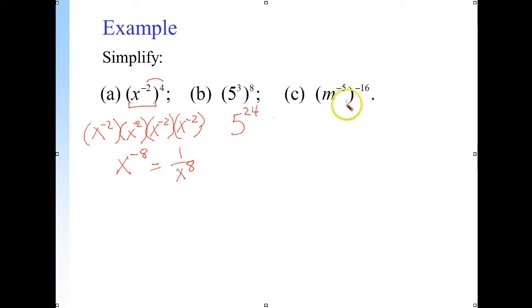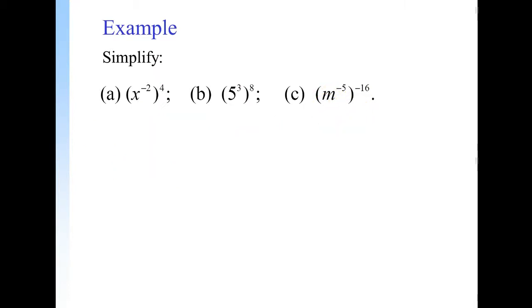And this one, I'm going to go 5 times 16. And notice it's a negative. And a negative times a negative makes it a positive. That same rule applies. So this is going to be 80. Negative 5 times negative 16 is a positive 80.